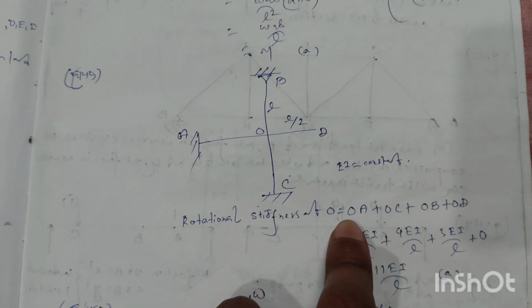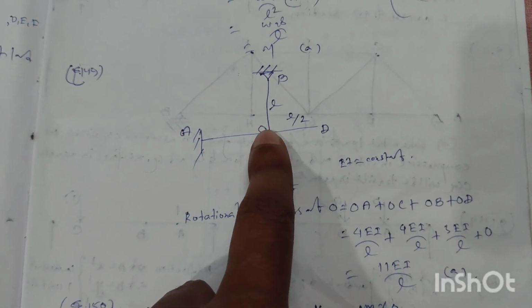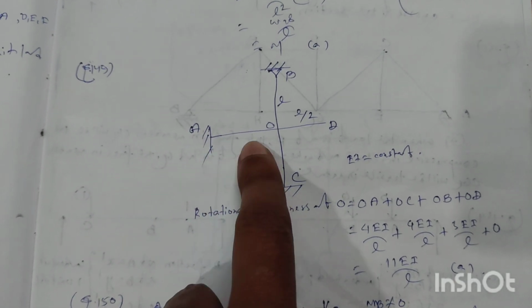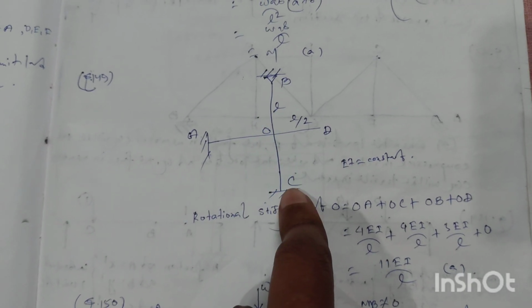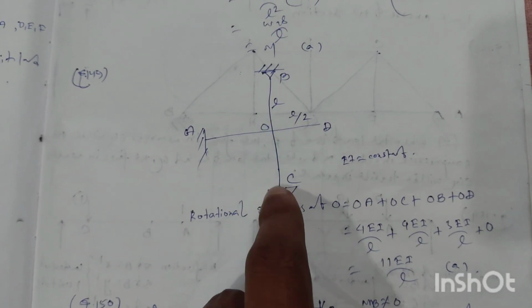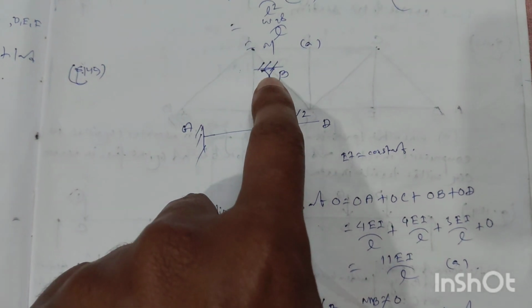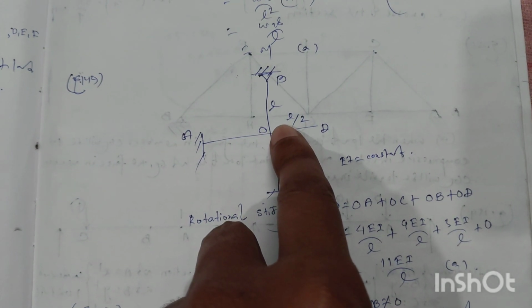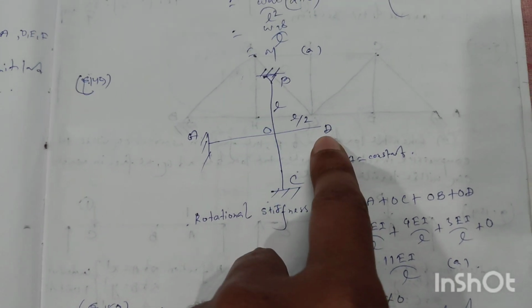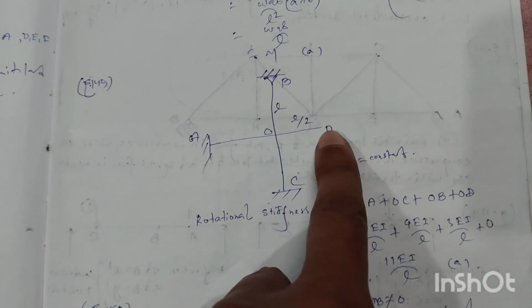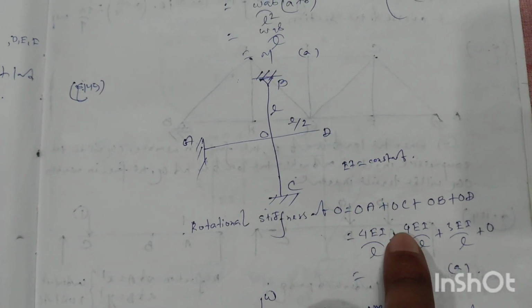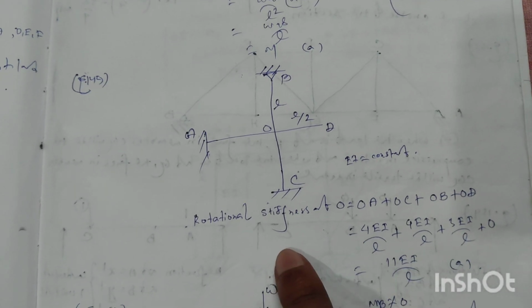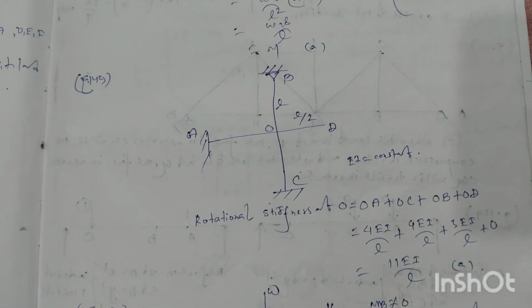So for member OA, the near end is O and the far end is A. The far end is fixed, that means the rotational stiffness value will be 4EI by L. Now for member OC, the rotational stiffness value will also be 4EI by L. For member OB, the far end B is hinged, so the rotational stiffness value will be 3EI by L. And for member OD, the rotational stiffness value is 0 because the far end is free. Now if we sum all the values, the rotational stiffness at joint O will be 11EI by L.